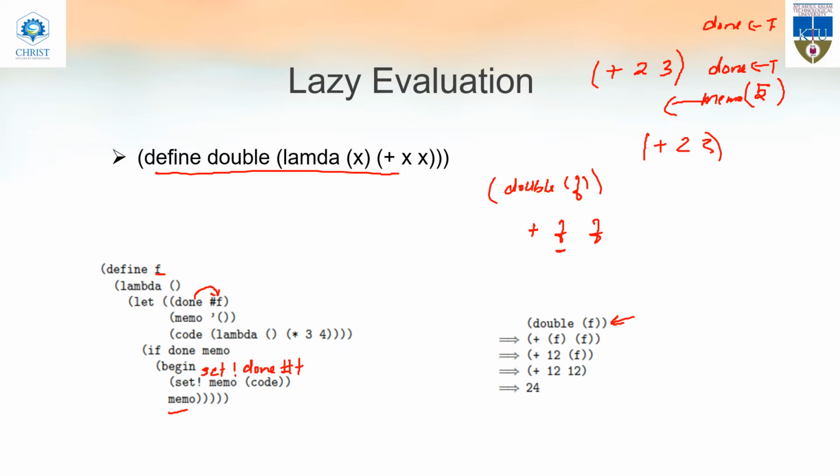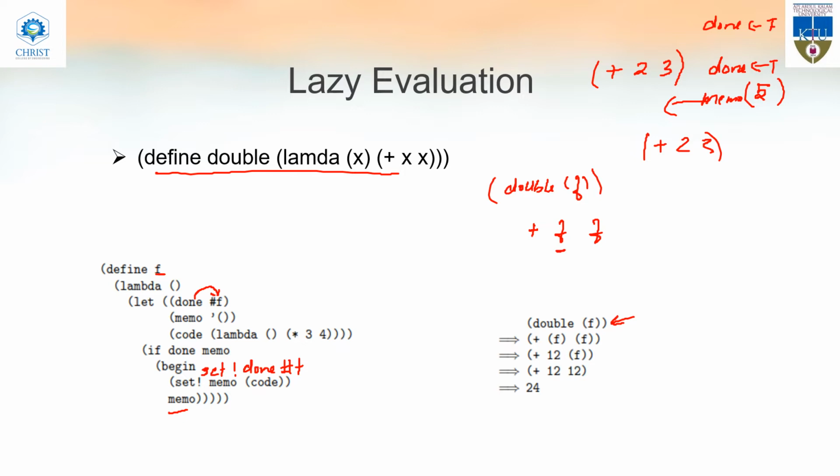So first, what we see is it will check whether done is false. Actually, initially done is false. Then, memo is an empty list. You know the code is something like this. So first it will check whether done is true or not. Initially done is false.